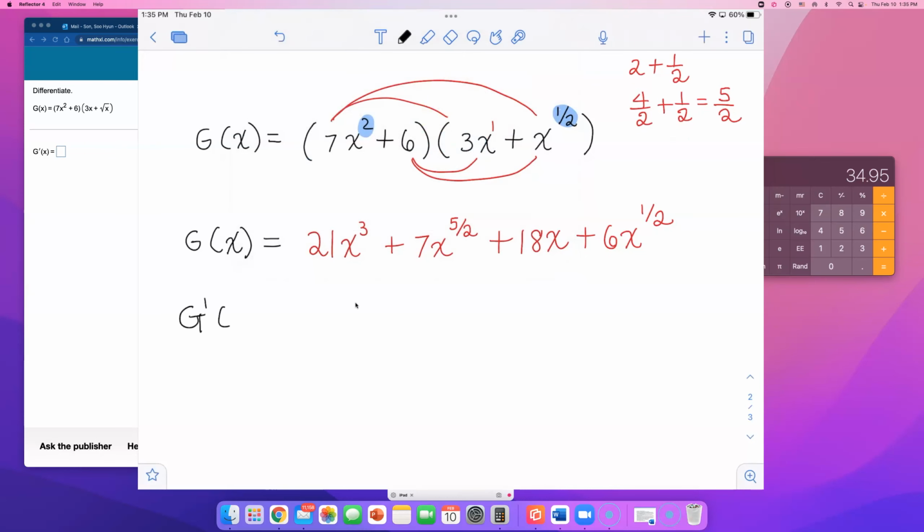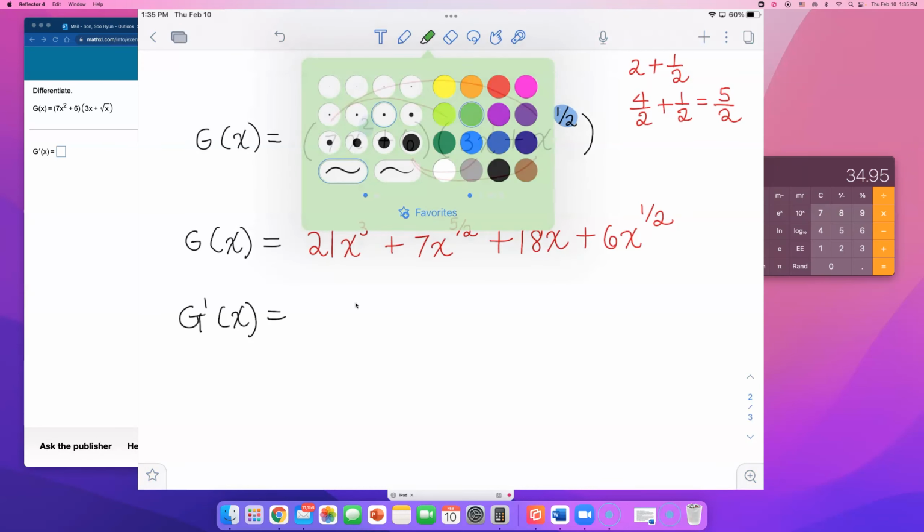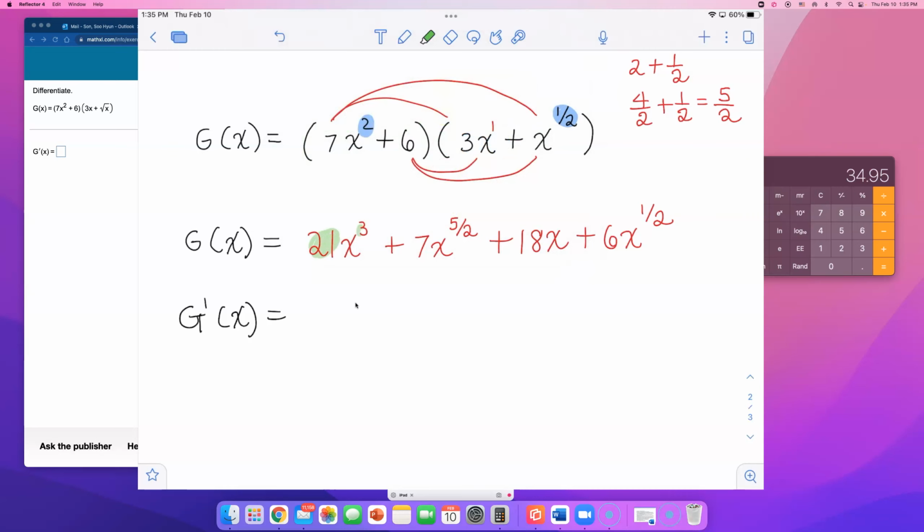Let's find g prime of x using the power rule. Okay, so to do the power rule, I'm going to multiply this 21 times 3. So when I do that, I will get 63x to the 2nd power. Remember to go down in exponent by 1, okay? Next one. Look, I need to multiply 7 times 5 over 2. And 7 times 5 over 2 is 35 over 2, right? So write down 35 over 2.